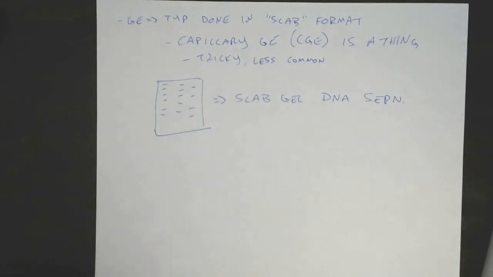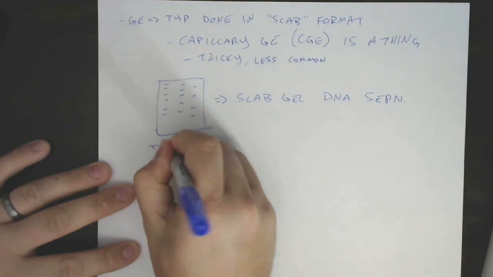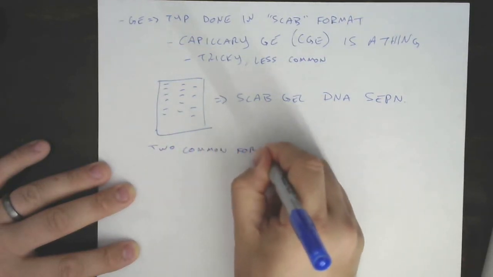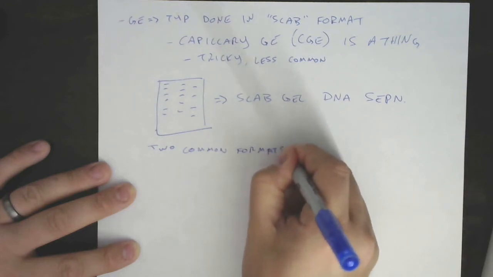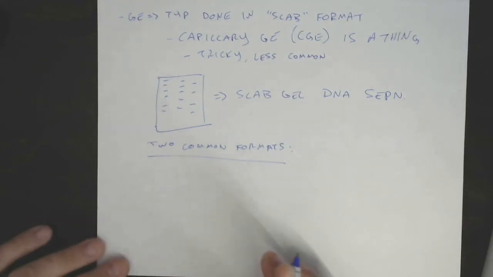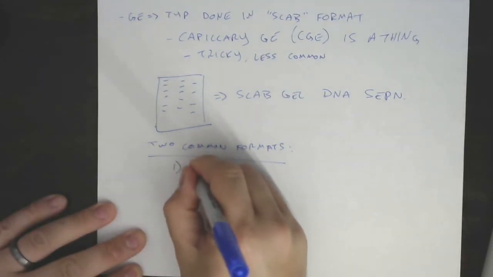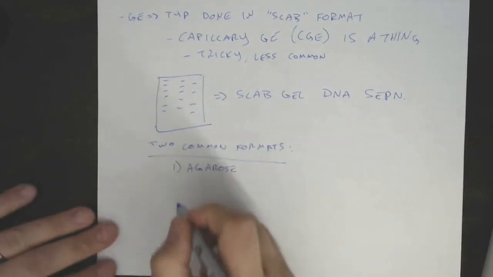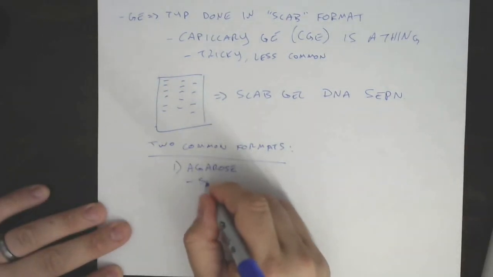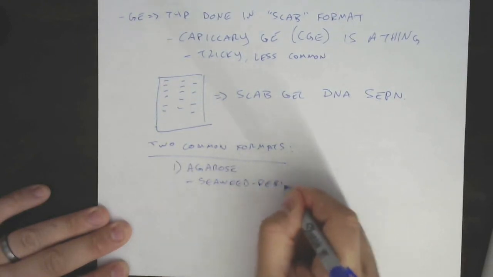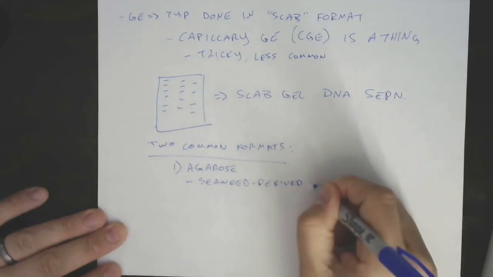So let's talk about the last thing we'll say on slab gels, and that's that there are two common formats. Really, it's two common materials used for the slab gel, but the different materials have different applications. So the first one is the agarose gel, right? An agarose slab gel. Agarose is a seaweed-derived polysaccharide.